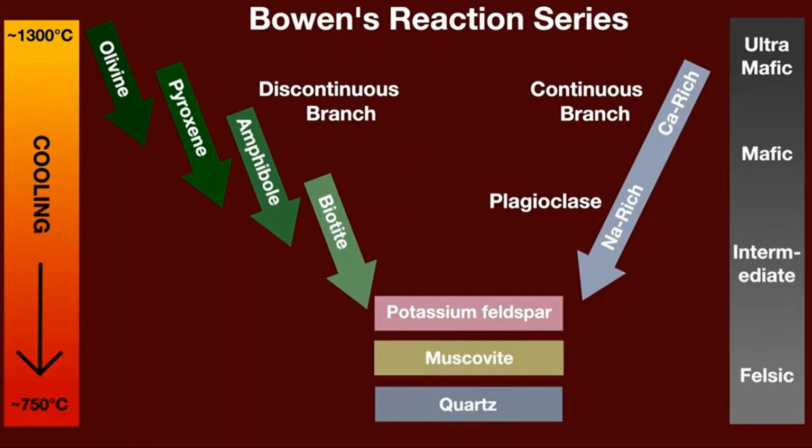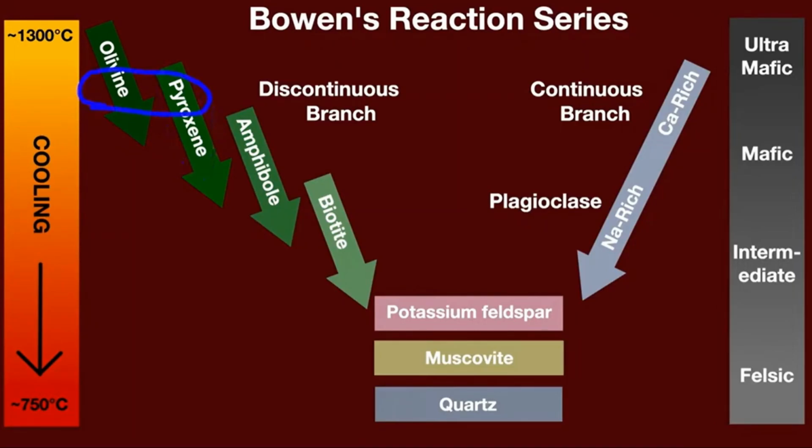Okay, so now you see we have a discontinuous branch and a continuous branch. Let's talk about the discontinuous branch first. If we have a magma that's 1300 degrees Celsius and we start to cool it down, the first mineral to crystallize is olivine. And olivine continues to crystallize for a while until we reach a certain temperature, at which point pyroxene begins to crystallize.